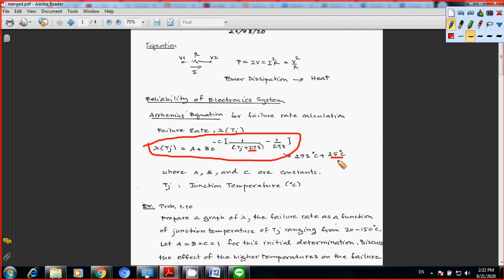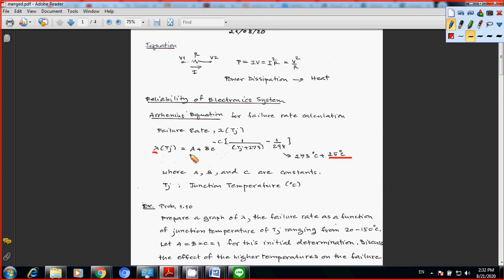Now, if you analyze the Arrhenius equation, you can see that when Tj equals 25 degrees Celsius, both terms are going to be equal, right? So this makes about 0, and you have exponential to the power of 0. That gives you 1. So you end up with A plus B. For example, if A and B equal 1, that means your failure rate is going to be 2.